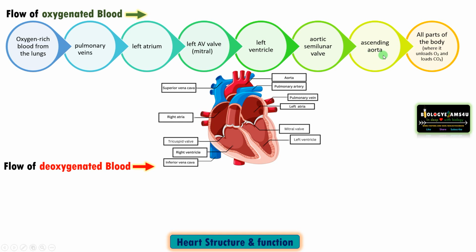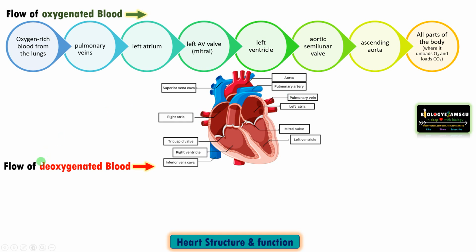From the aorta, this oxygenated blood is transferred to all parts of the body, where it unloads oxygen and loads carbon dioxide. If you are familiar with these terms, it's fine. Otherwise, please watch this video 2 to 3 times for better understanding.